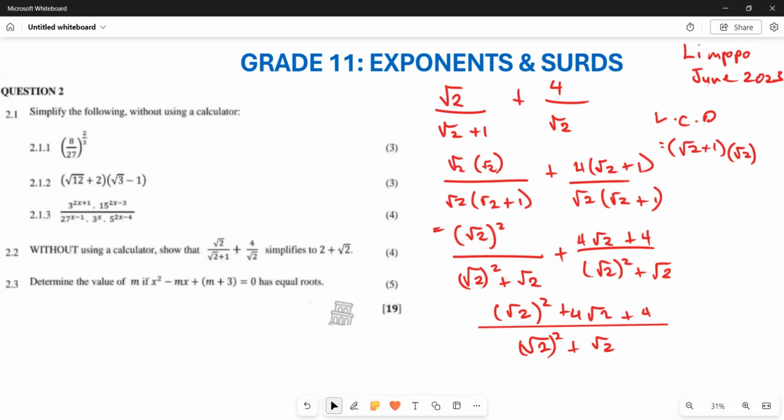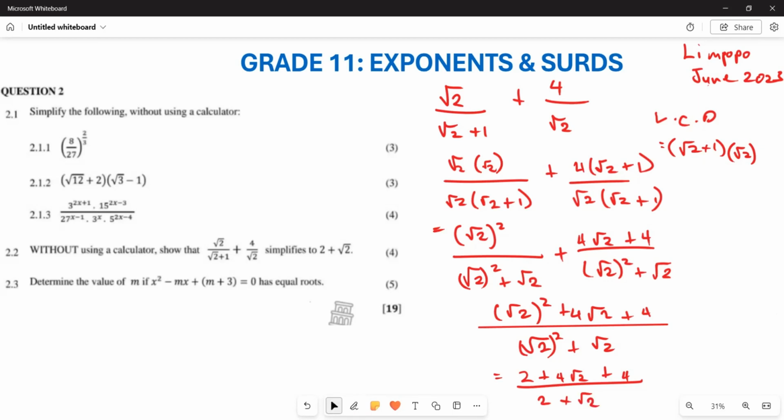Now, here, what is it that you can do to try and solve for these? What is going to be root 2? This is going to be the same as 2 plus 4 root 2 plus 4 divided by what? Remember, root 2 squared is the same as 2. Okay.